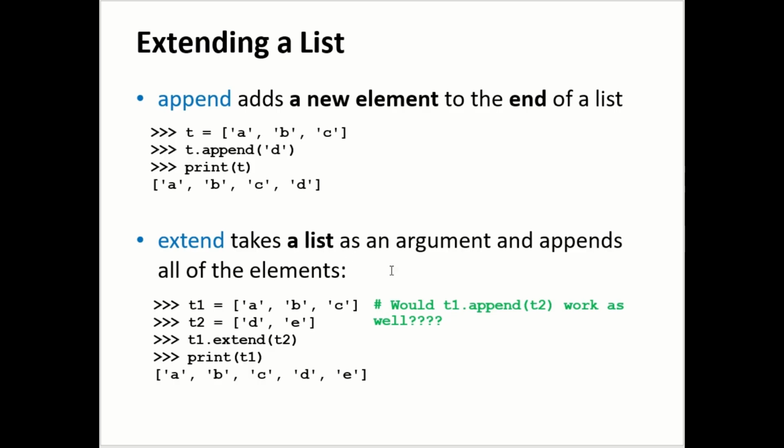Extend can take a list as an argument and appends all of the elements. So if you extend T1, ABC, if you extend T2 onto that, DE, you can get a kind of a clean ABCDE list. If you called append, what would be different? I'll just type it in here. Your end would be a nested list. So it would take all of this and insert it as a single element. Extend works with 2 lists and can put them together as a single list with no nesting.